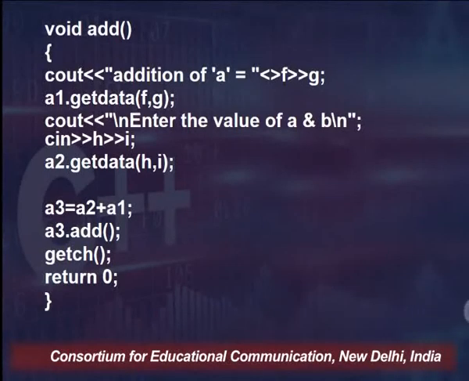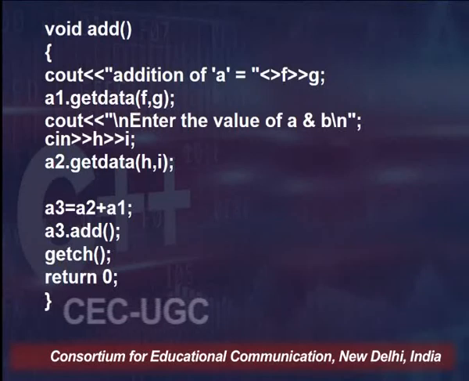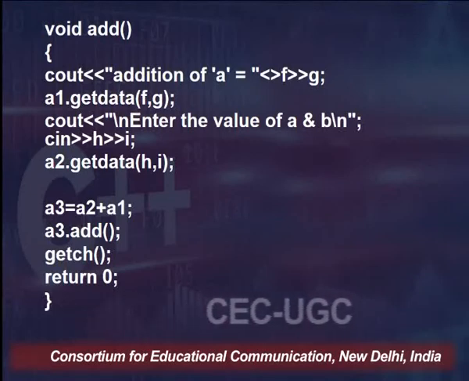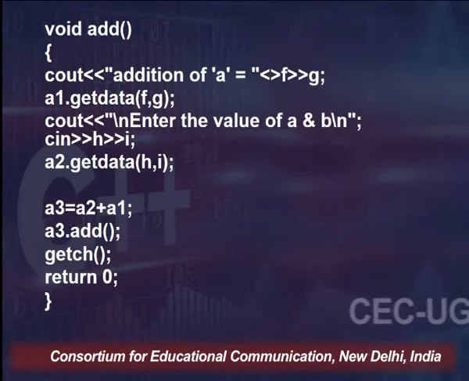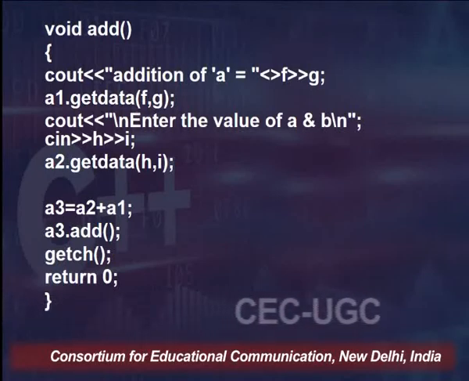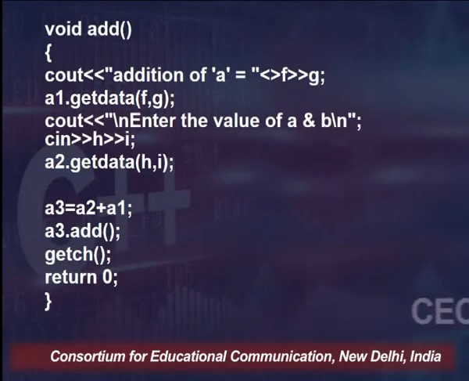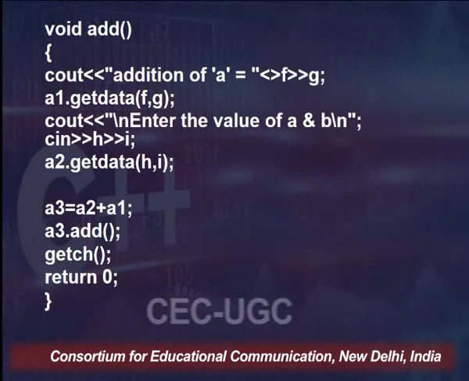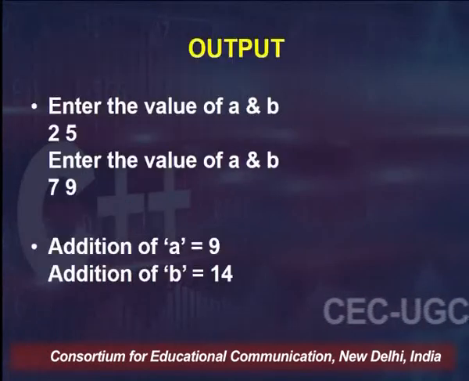And then we have a temporary object, temp of class A, and temp dot A is equals to a2 dot A plus a1 dot A, temp dot B is equals to a2 dot B plus a1 dot B, and then return temp. Obviously this will be the precise code of this friend function, and I am leaving this as an assignment, a kind of homework exercise for the viewers or for the students.